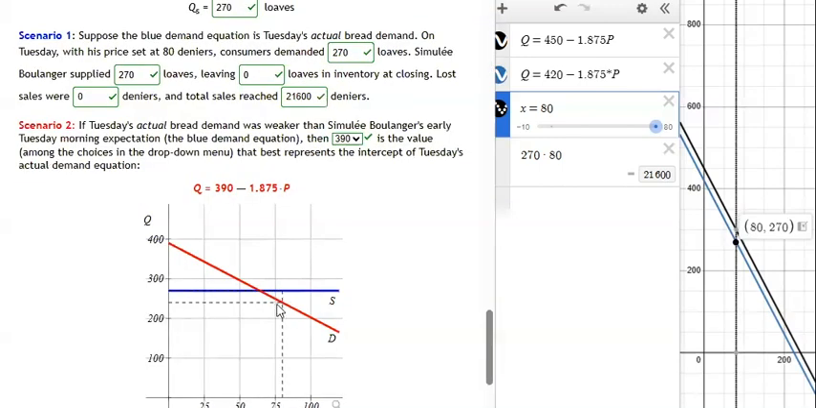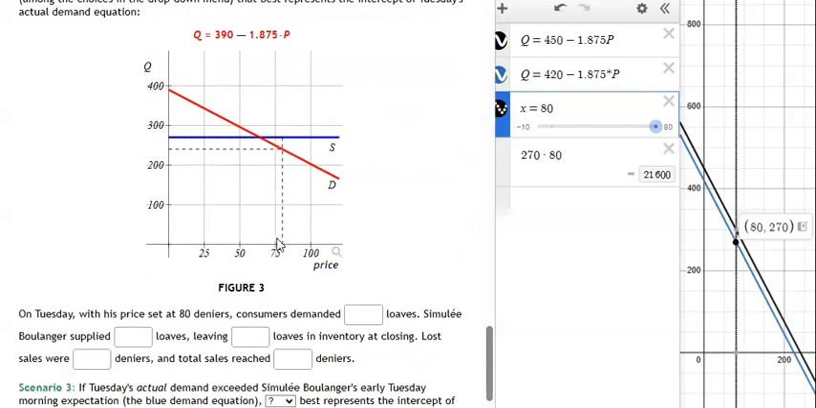Demand is actually weaker than it had been. If actual demand had been the same as what he expected in the morning, the demand curve would go through this point, but it was actually weaker than what he anticipated. And that has repercussions. It means he's not selling as much as he expected in that given day. He's going to end up with inventory. So on Tuesday, with his price set at 80, which is this vertical dash line, consumers demanded what?